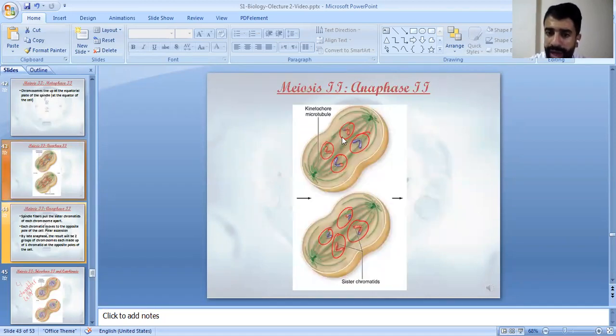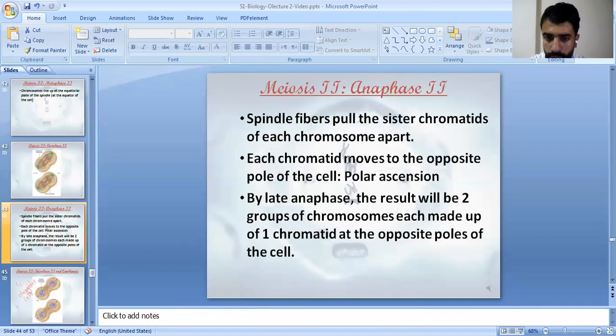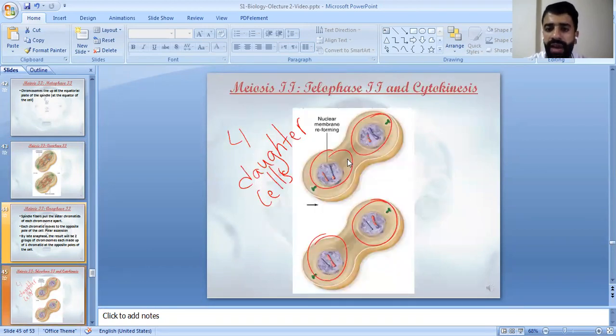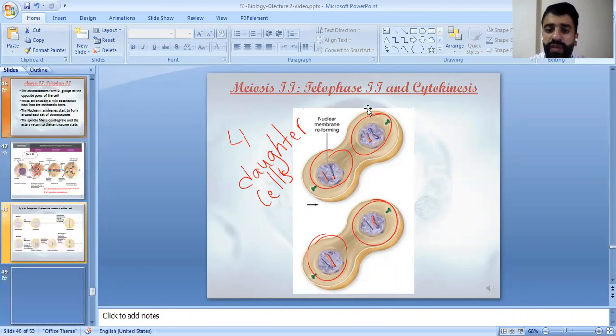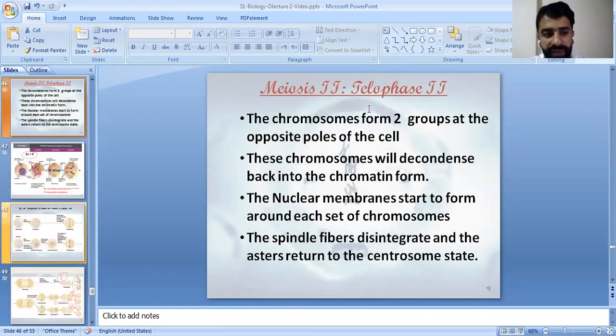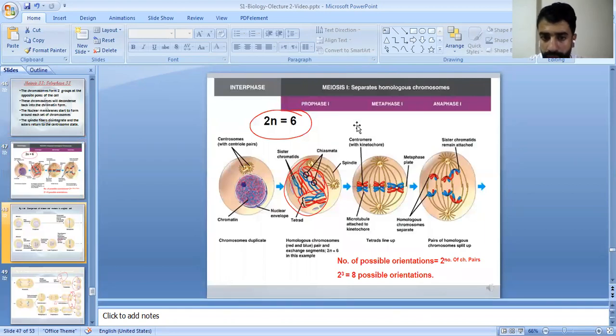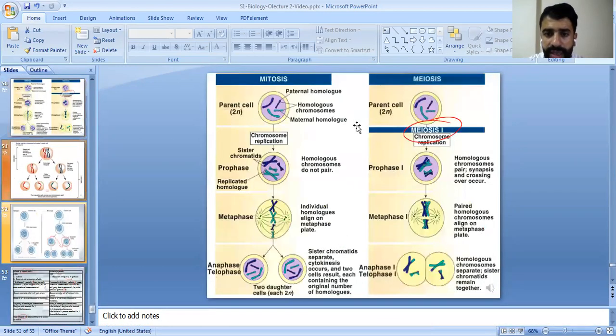As you see here, we're looking at two daughter cells and not one daughter cell. In telophase 2 and cytokinesis, the result will be four daughter cells. These four daughter cells are different from the mother cell. The chromosomes form two groups at the opposite poles of the cell. These chromosomes will decondense back into the chromatin form. The nuclear membrane starts to form around each set, the spindle fibers disintegrate, and the asters return back to the centrosome. Okay? You have to be careful with this.